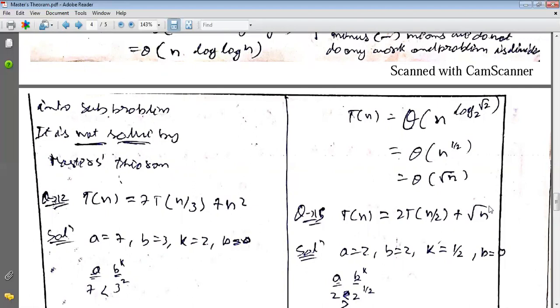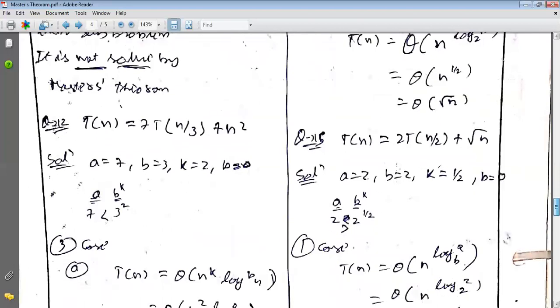I will explain once again. Here we have log root 2 base 2, and we are doing nothing; we are just taking root 2 as 2 to the power 1 by 2, and bringing the power 1 by 2 in front of log. Now the value becomes log 2 base 2, and here we have n to the power 1 by 2, which becomes root n. Therefore it is theta of root n. Clear? Now come to the next one.